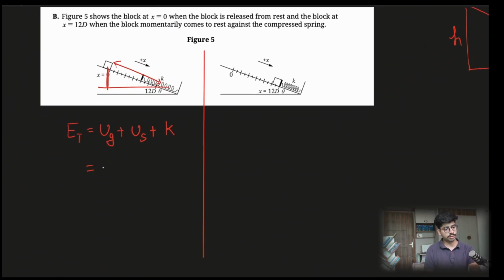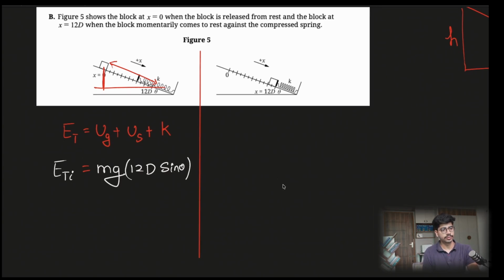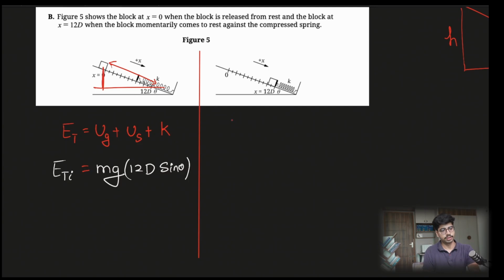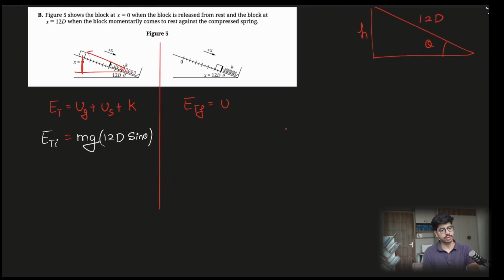So mgh, where h is what we calculated right now, that is 12d sine theta. We always have to look at the height for the gravitational potential energy. So this is E total initial. By the way, it is going to remain the same. So E total final, again, we are going to look at this expression: this one plus this one plus this one.